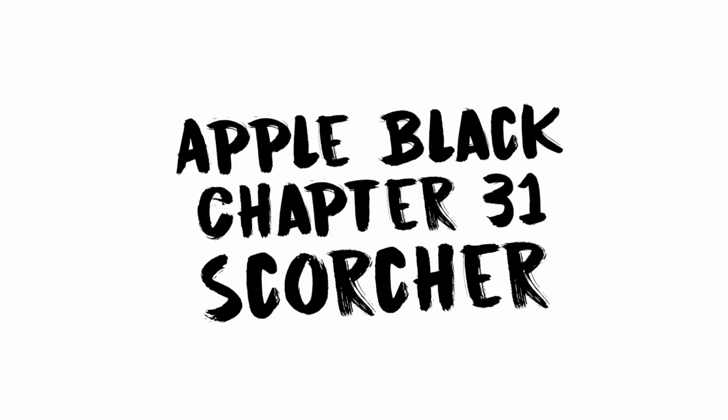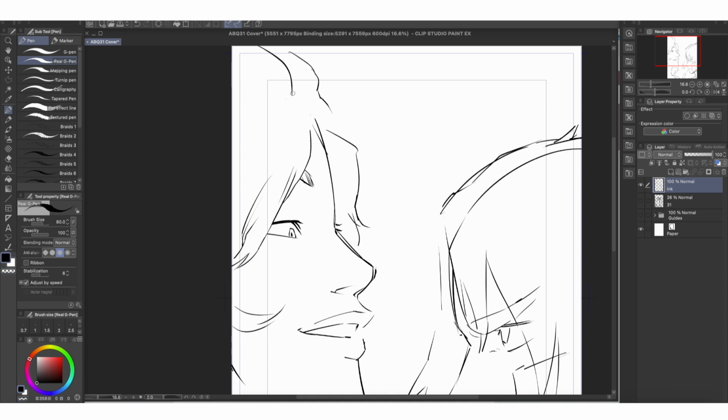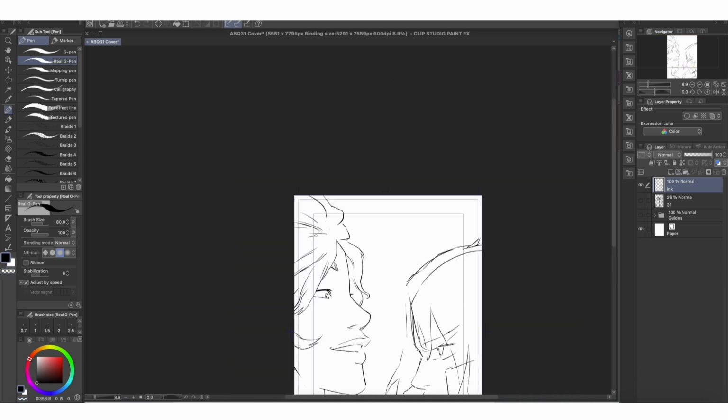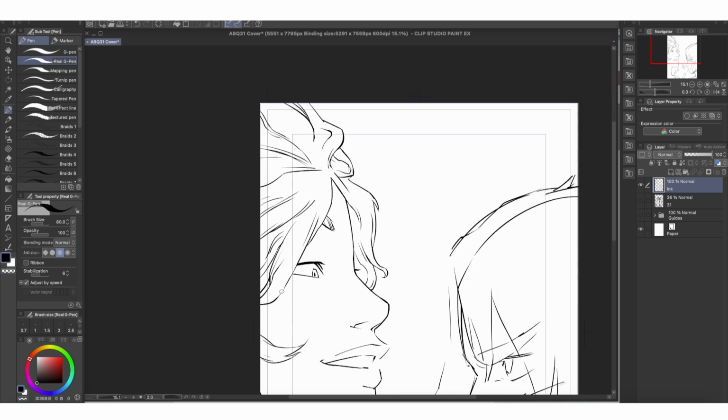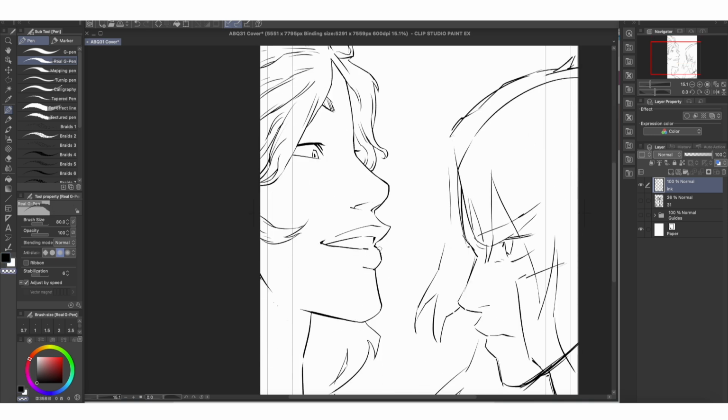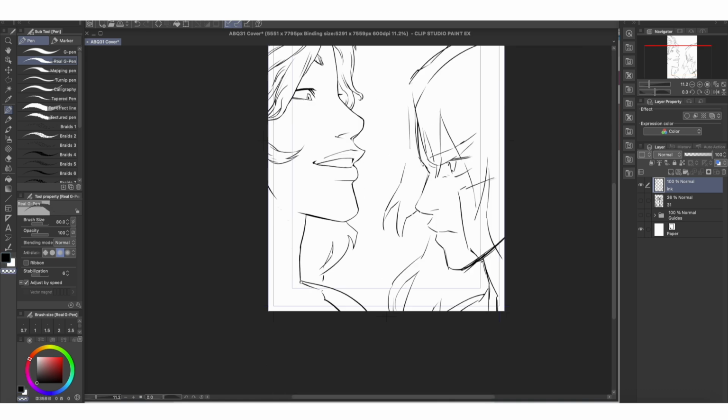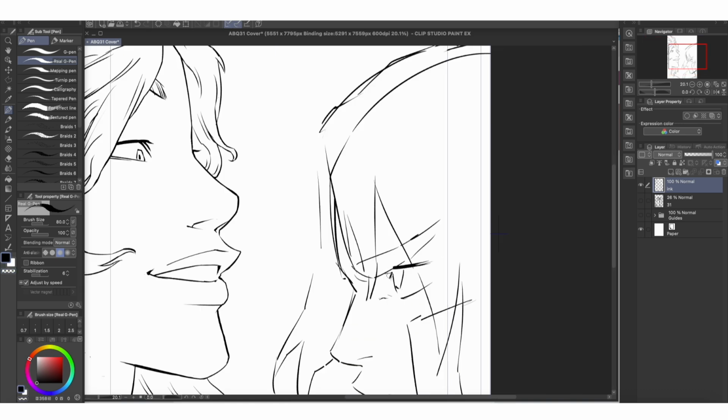Chapter 29, Scorcher. This one, out of all of them so far, I think is the most straightforward. I didn't want to be too smart with it, because I didn't want to stray too far away from what's narratively happening within the chapter.